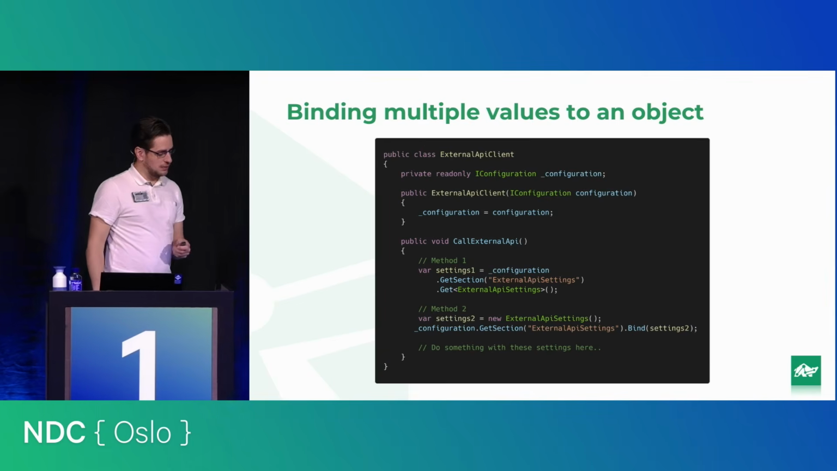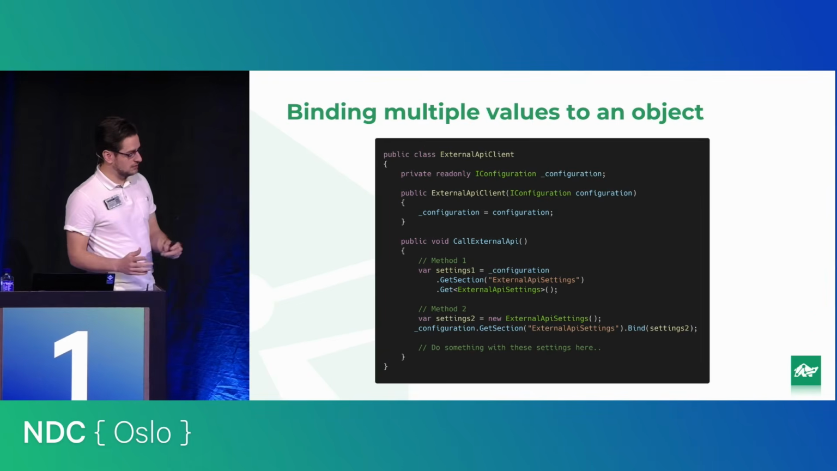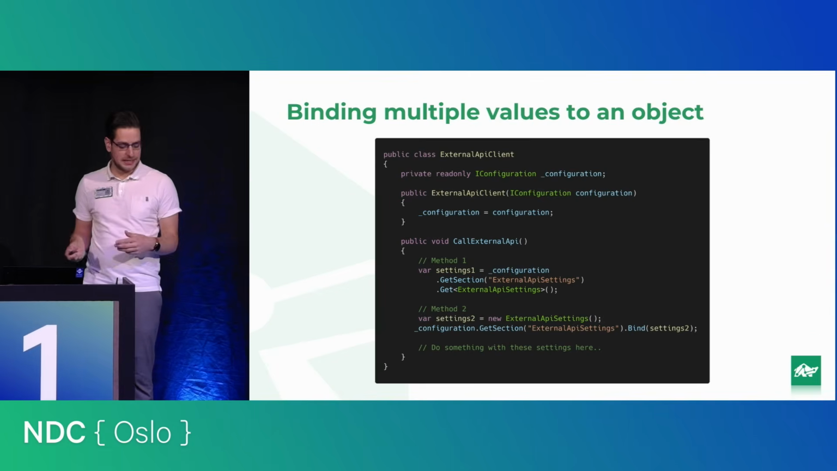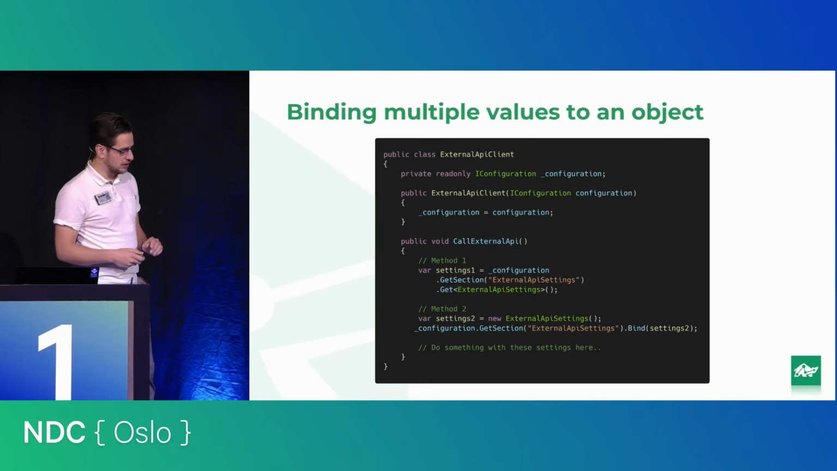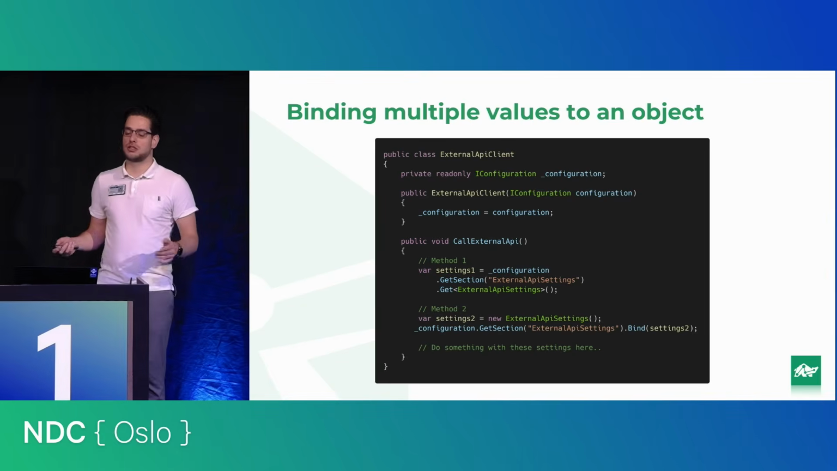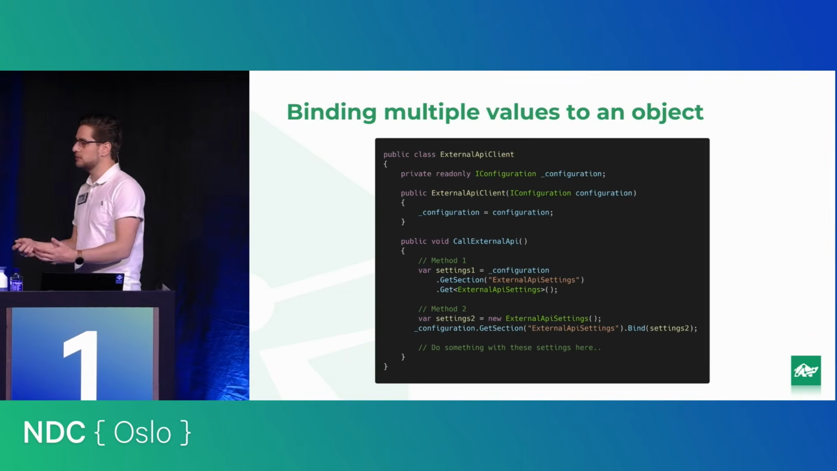Awesome. So we have a class, ExternalApiClient, right? And this is going to need the external API settings. So we're injecting IConfiguration, and we're then storing that somewhere in a private field. And now we're going to call an external API. So we're going to need some information.